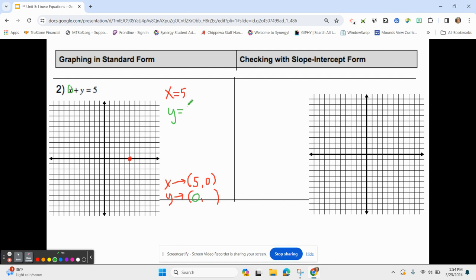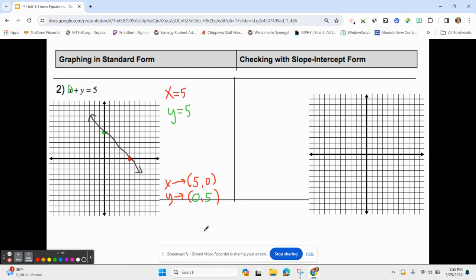Y equals 5. So my y-intercept is (0, 5). So on my y: 1, 2, 3, 4, 5. I'm going to make my point. Now, we're going to do our best that we can to connect. It's hard to do straight lines with my mouse here, but I think you can see that picture pretty well. That is in standard form.